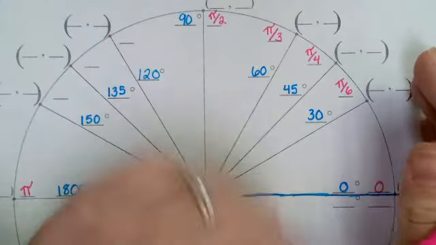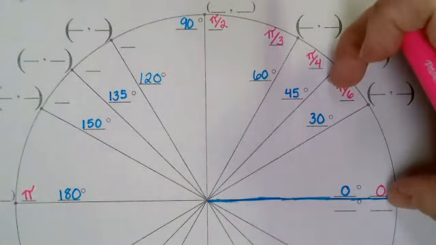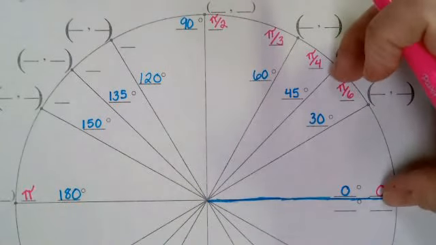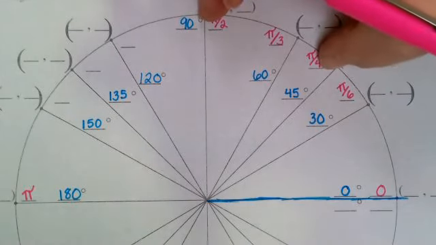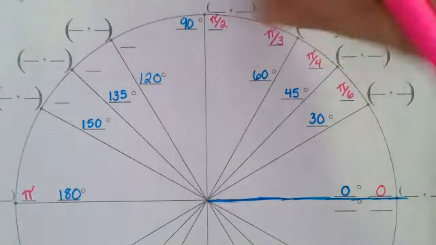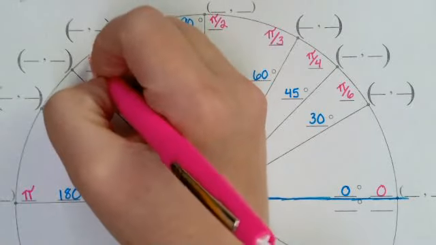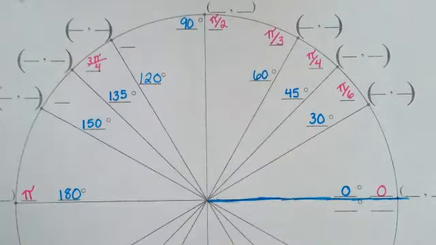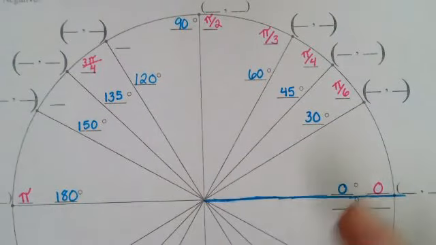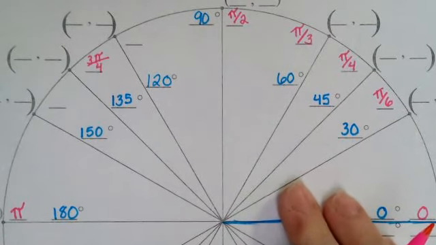I want you to count these sections. We have 1/4 section right here, plus another one, so that's 2/4, 3/4. This one right here, 3 pi over 4, 3/4 of the way around that top section.